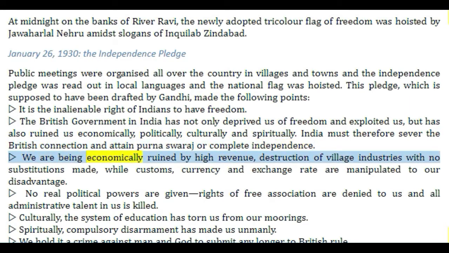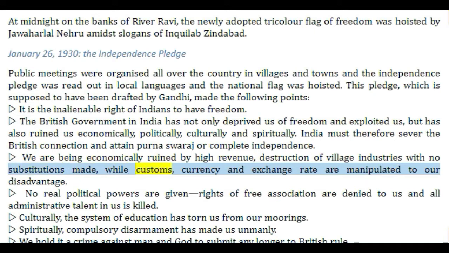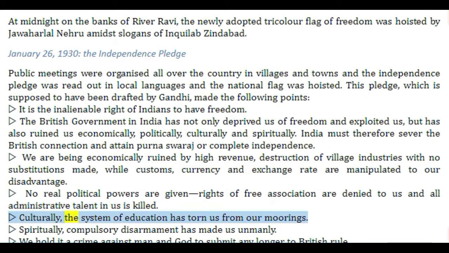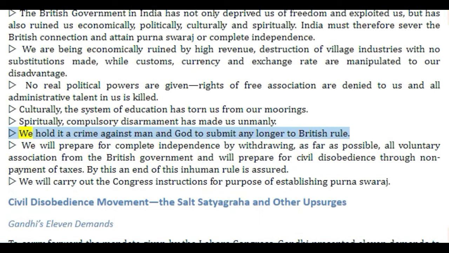We are being economically ruined by high revenue, destruction of village industries with no substitutions made, while customs, currency and exchange rate are manipulated to our disadvantage. No real political powers are given. Rights of free association are denied to us, and all administrative talent in us is killed. Culturally, the system of education has torn us from our moorings. We hold it a crime against man and God to submit any longer to British rule.